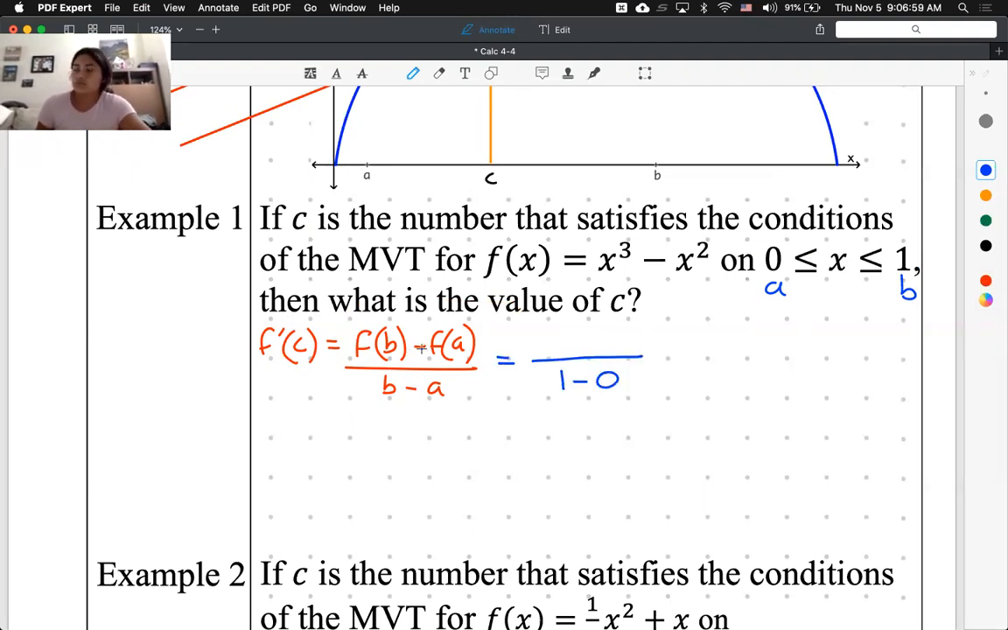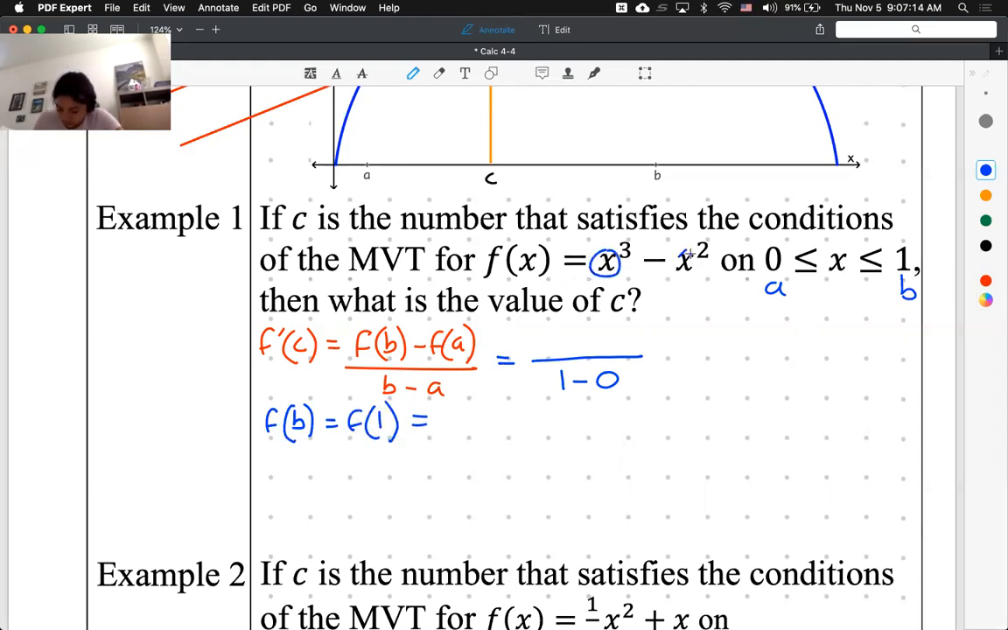But f of b and f of a, I don't know those. I don't have a graph to figure out what those are, so I need to figure them out. So f of b is f of 1 because we're plugging in 1 into each of these x's. So it's really going to be 1 to the power of 3 minus 1 to the power of 2. And what is that, Andrea? What is 1 cubed minus 1 squared? Yeah, 0. So we can come back up here and fill in f of b was 0.